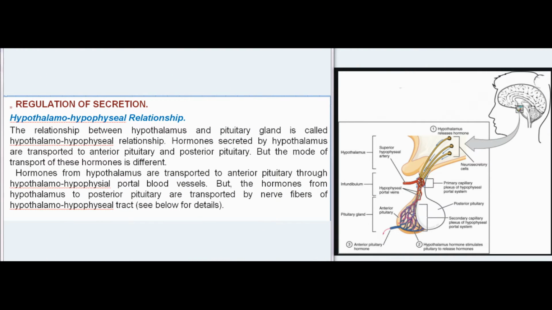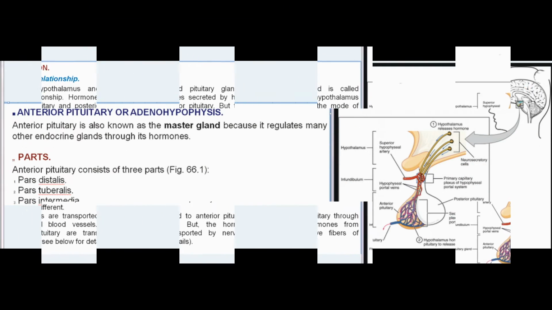Regulation of secretion. Hypothalamo-hypophyseal relationship. The relationship between hypothalamus and pituitary gland is called hypothalamo-hypophyseal relationship. Hormones secreted by hypothalamus are transported to anterior pituitary and posterior pituitary. But the mode of transport of these hormones is different. Hormones from hypothalamus are transported to anterior pituitary through hypothalamo-hypophyseal portal blood vessels. But the hormones from hypothalamus to posterior pituitary are transported by nerve fibers of hypothalamo-hypophyseal tract, see below for details.